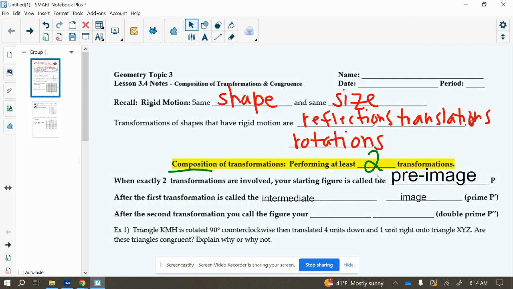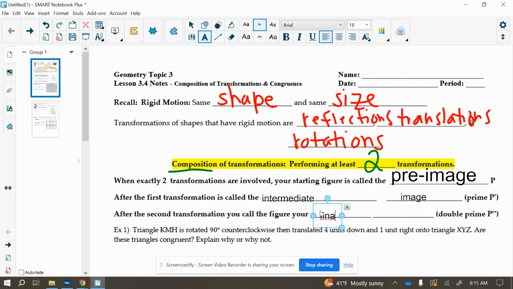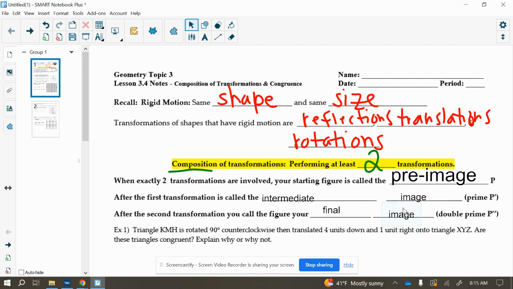Now, we also will have a final image each time, which is our final double prime that we have here. We've talked a little bit about this before, but with these, your original pre-image would be labeled with a point like P. So we see that up here, we have point P. With the intermediate image, you would give it one tick mark, this one apostrophe, that's prime, and then we would call it double prime after we do the second transformation to that intermediate image.